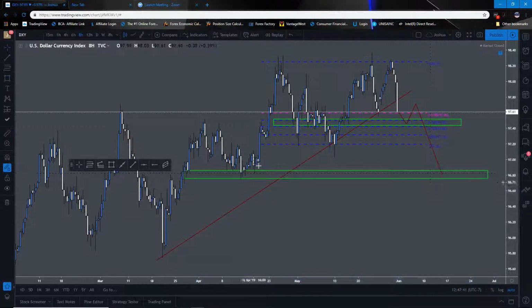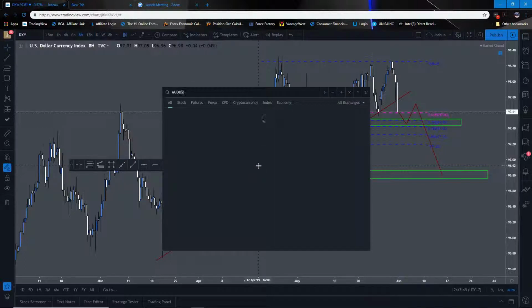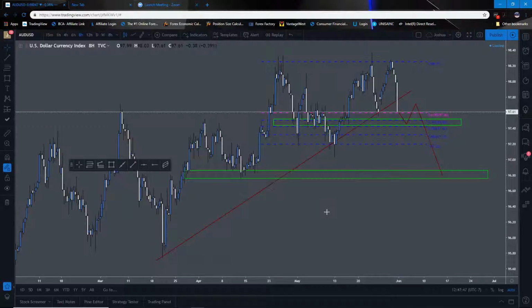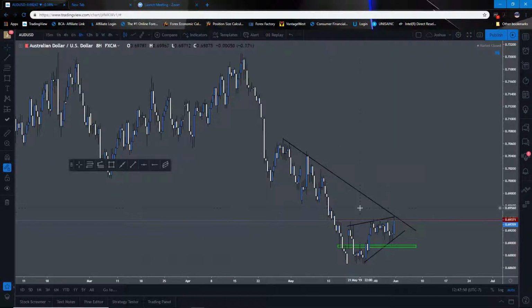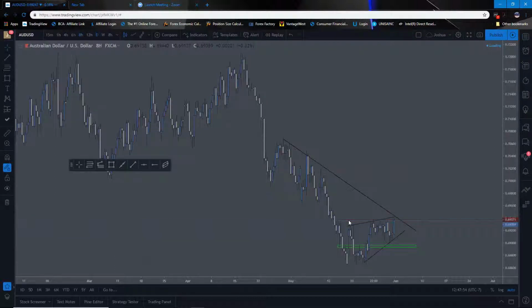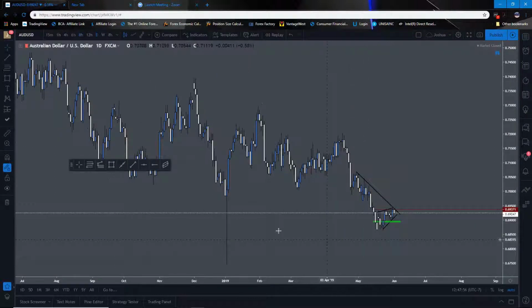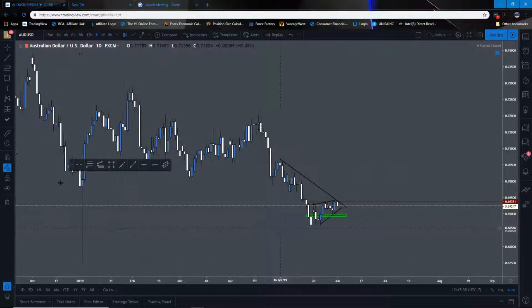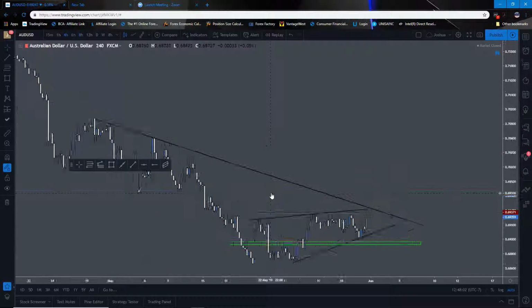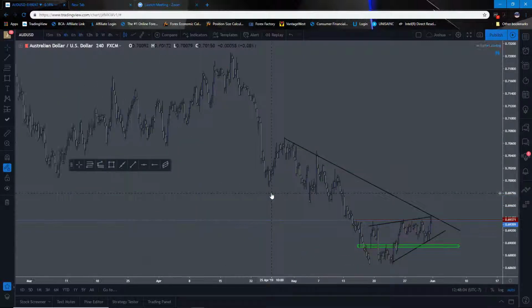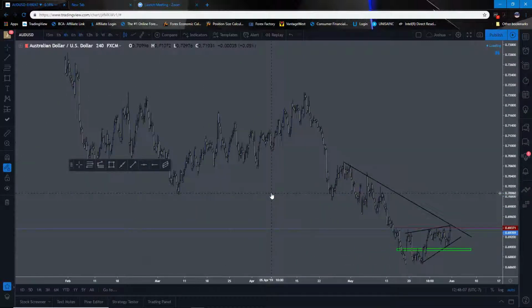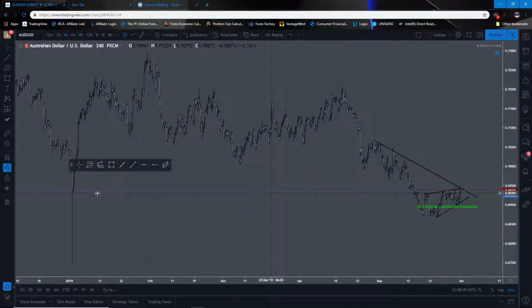Now, if we were to translate that into an actual pair that we can trade, the first one I was looking at was Australia USD. We are at a point of some resistance based off the 4-hour time frame. What I'm going to be looking for is another break to the low.